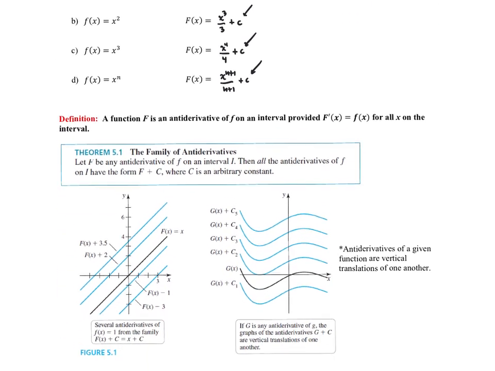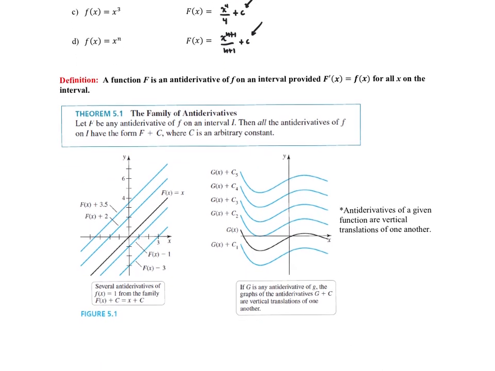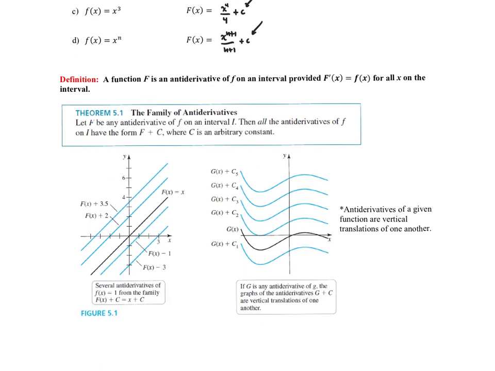Okay, so by definition, a function big F is an antiderivative of little f on an interval, provided that big F prime is equal to f of x for all x on that interval. So you can see the family of antiderivatives here. Notice that each of these curves, though it has a different constant added to it, would have the same slope at each of the appropriate x values.